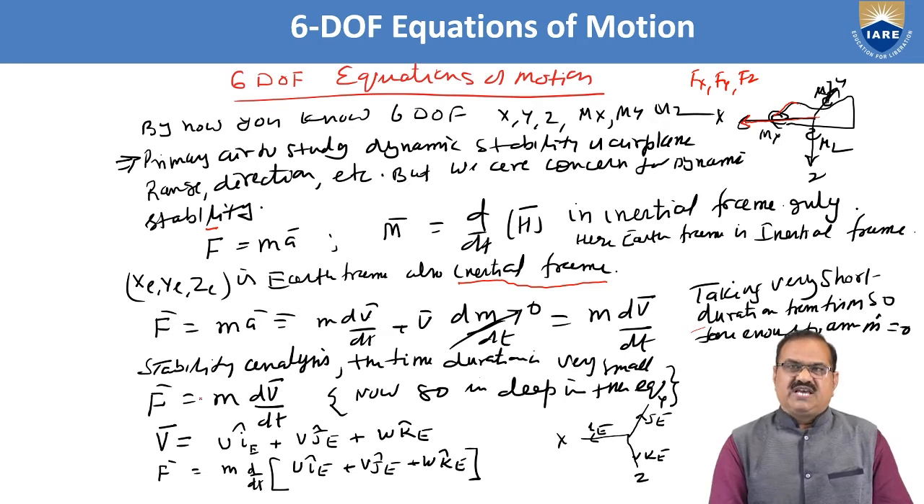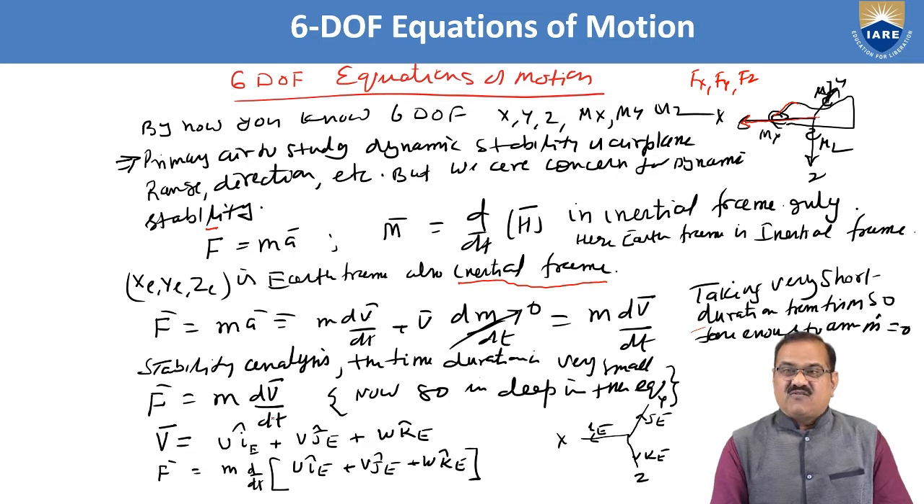So force is equal to m dv bar by dt, where v is a vector. This velocity vector v is a summation of u i hat e plus v j e plus w k e, all in earth axes. So F is equal to m, we can write here d by dt.